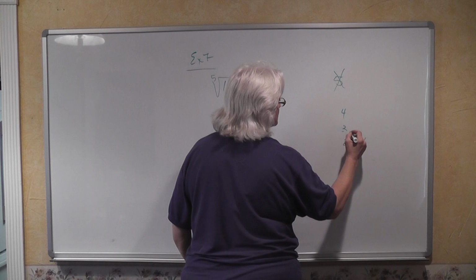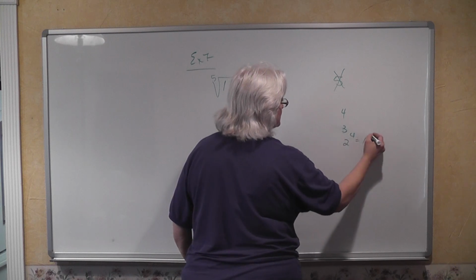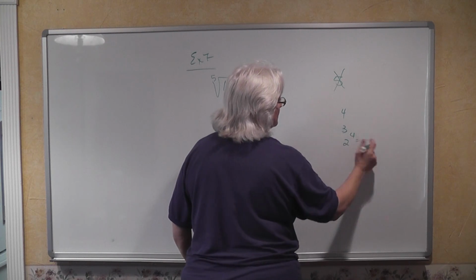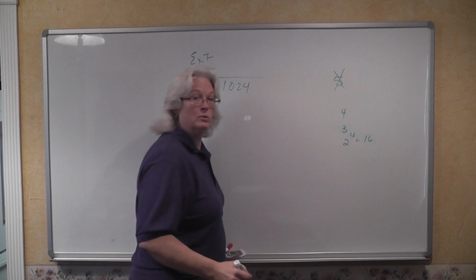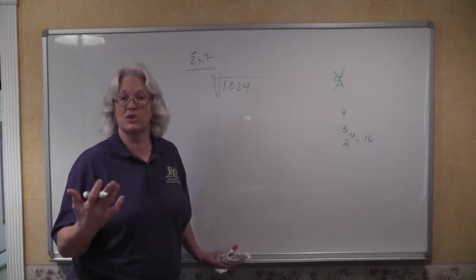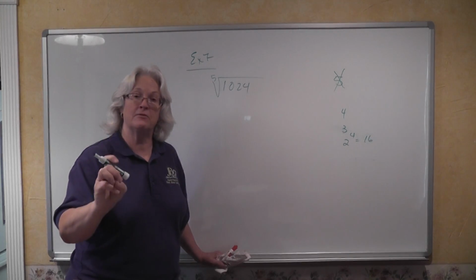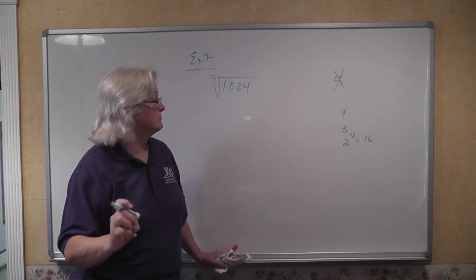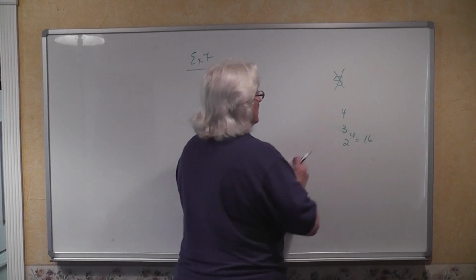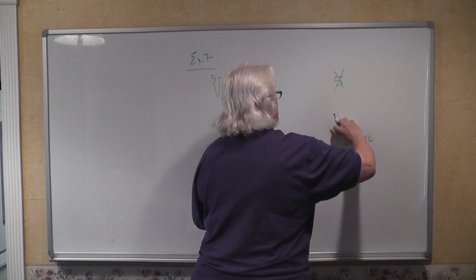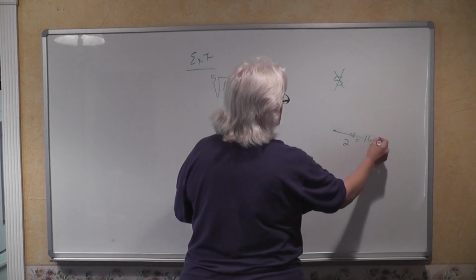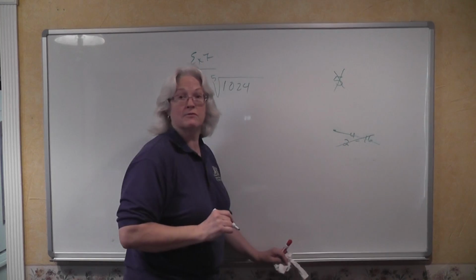If I can write this, 2 used as a factor 4 times is 16, and then we multiplied it by 2 again. 16 times 2 was 32. To get the fifth root of 32 is 2. So clearly, it can't be 2 used as a factor 5 times. Can't be 5 used as a factor 5 times.